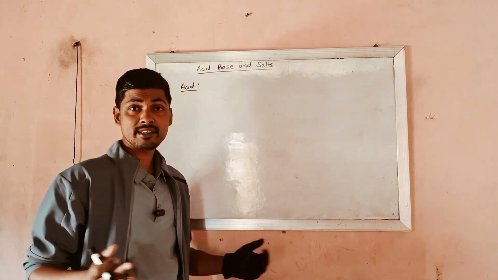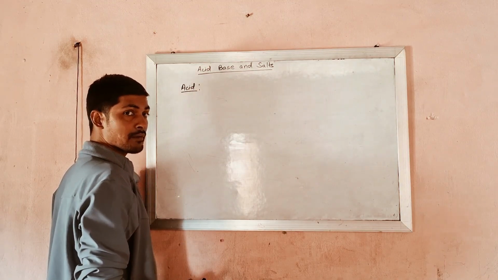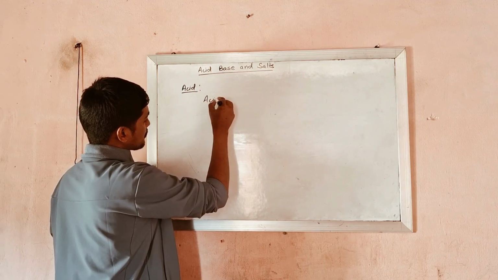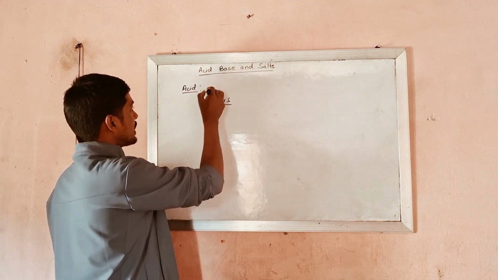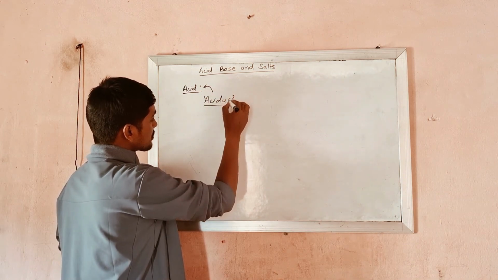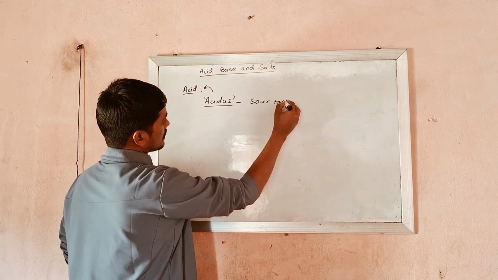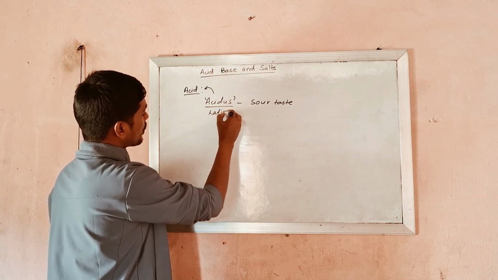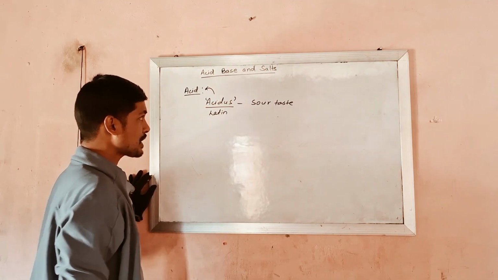So what is acid? Whenever we talk about acid, we have to start with the word acidus. Acidus is a Latin word from which the word acid is derived, and the meaning of acidus is sour taste.